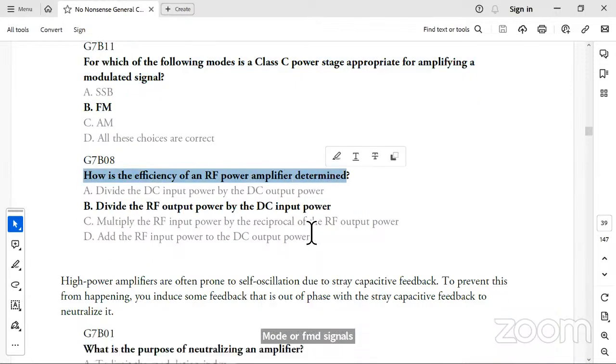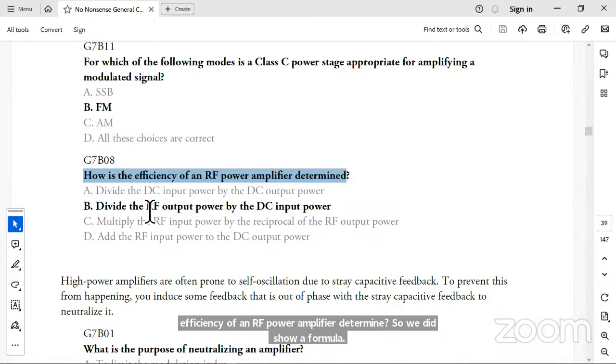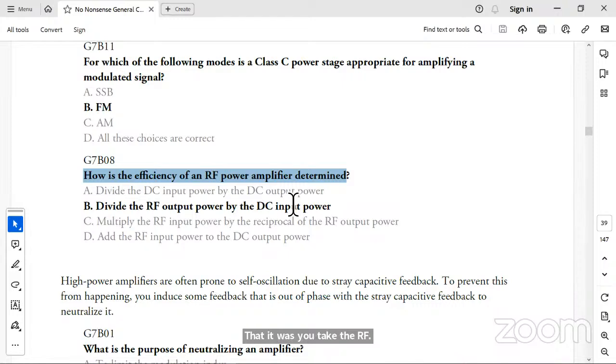Next question in the question pool. How is the efficiency of an RF power amplifier determined? So we did show a formula: you take the RF output power and divide it by the DC input.